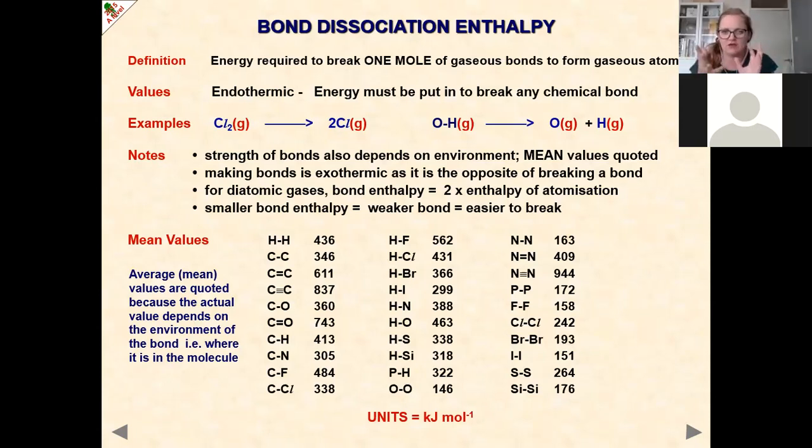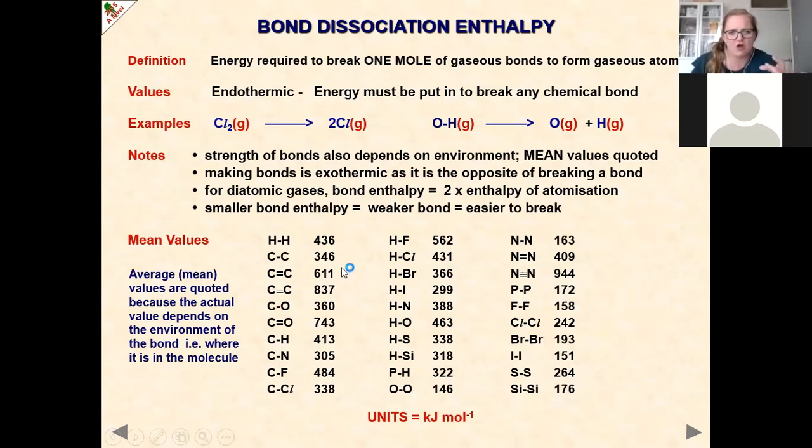Hydrogen bonds, like we've talked about before, being fairly strong. So hydrogen to hydrogen, we've got 436, carbon and hydrogen 413, hydrogen and fluorine 562, hydrogen and chlorine 431, hydrogen and bromine 366, hydrogen nitrogen 488, hydrogen oxygen 463, hydrogen sulfur, hydrogen silicon. So we've got those strengths.